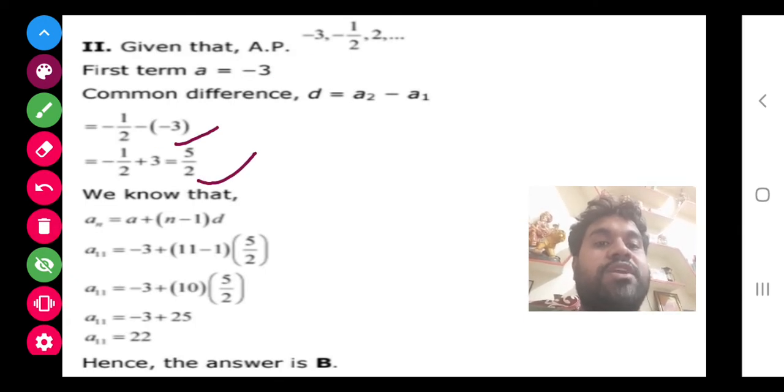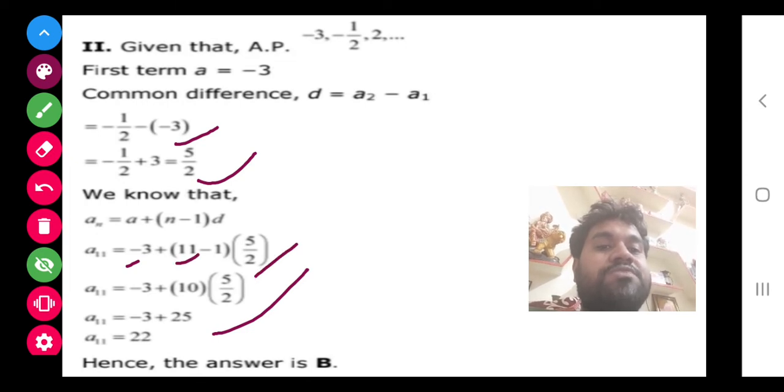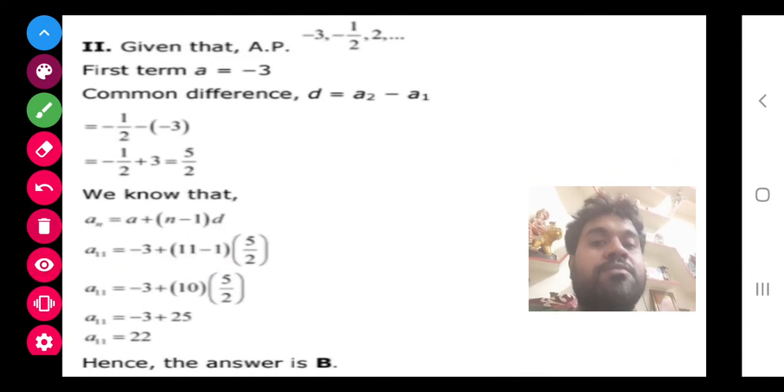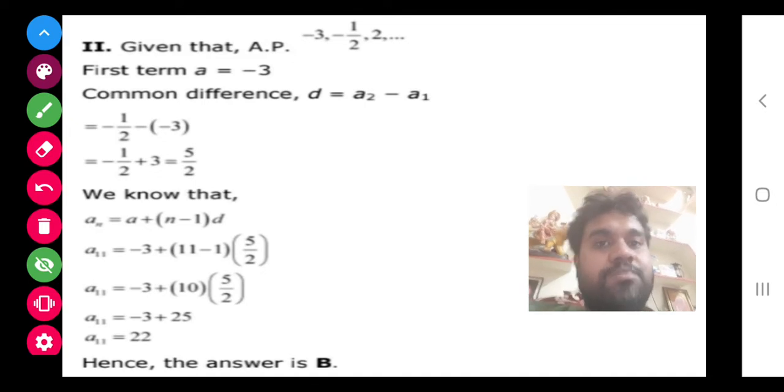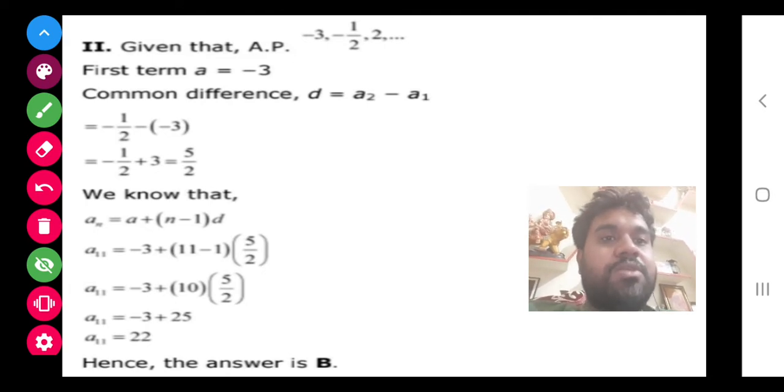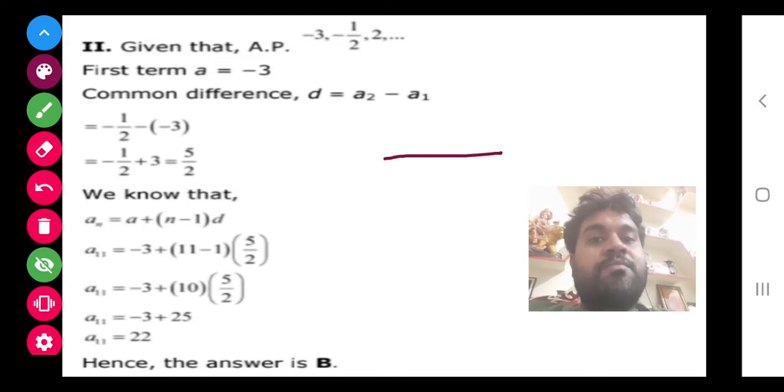Now after that on solving it is coming 5 upon 2. Now they have substituted the value: a is minus 3, n is 11, d is 5 by 2. Now inside this bracket it is coming as 10. Now on solving it is 25, finally it is 22. So option B is the correct option. So class, I hope you all are understanding. Today we have to do many questions, so class, view this video again and again, then you will easily be able to do these questions.